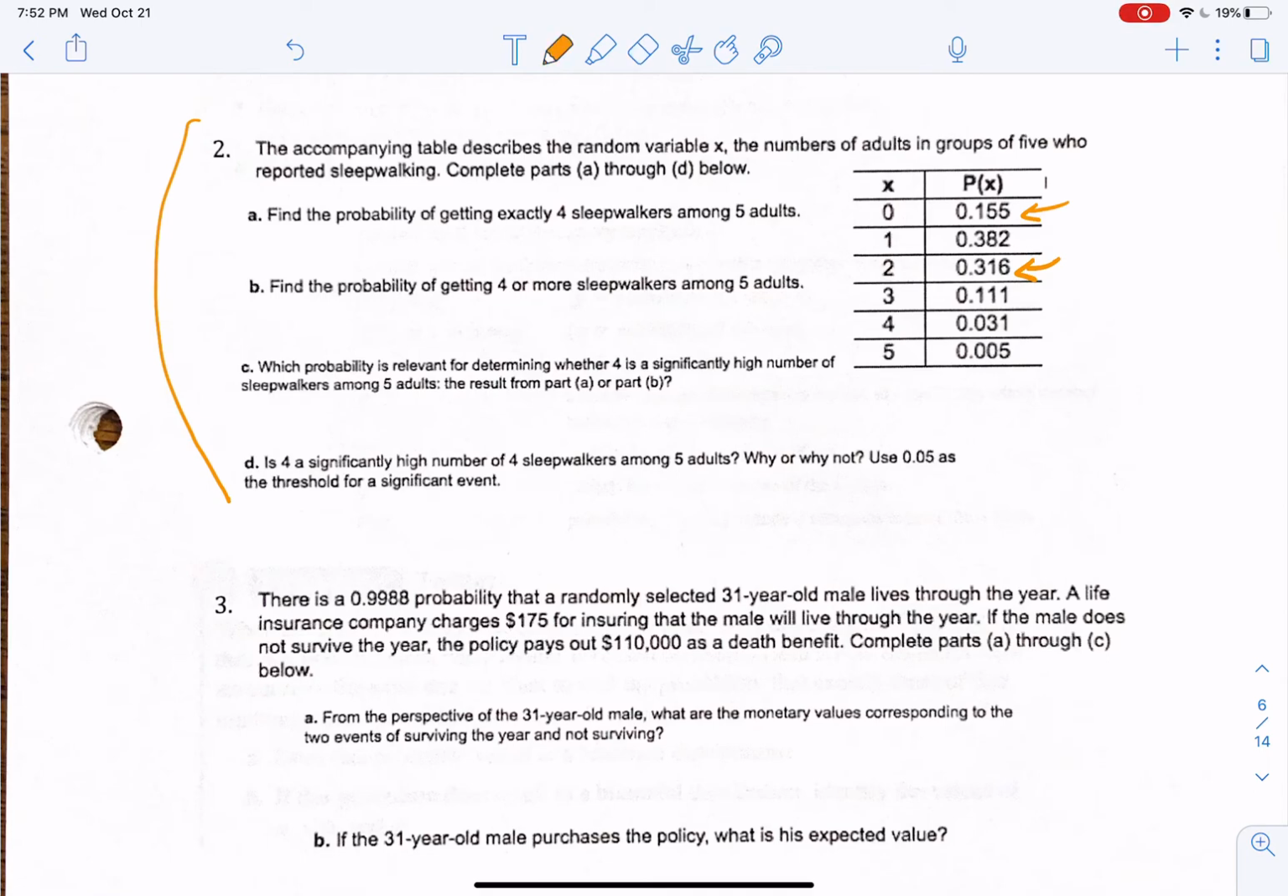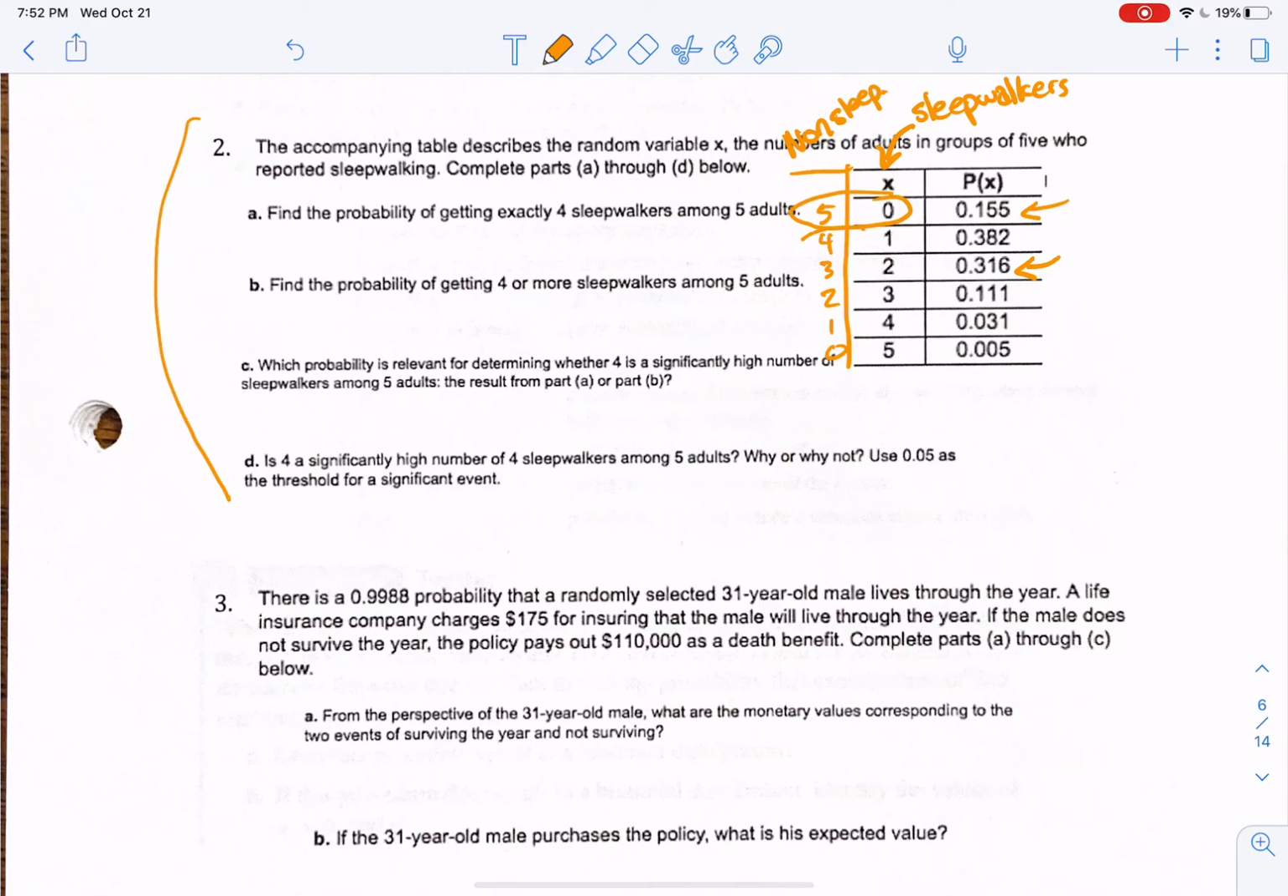So if we look at kind of the other side of this table, 5, 4, 3, 2, 1, 0. Sometimes it's nice to do this. These are sleepwalkers, and these are non-sleepwalkers. Okay, so sleepwalkers, non-sleepwalkers. So the combination of 5 non-sleepwalkers and 0 sleepwalkers was 15%, or almost 16%. 4 non and 1 sleepwalker was 38%, etc. That's kind of how that works, okay?